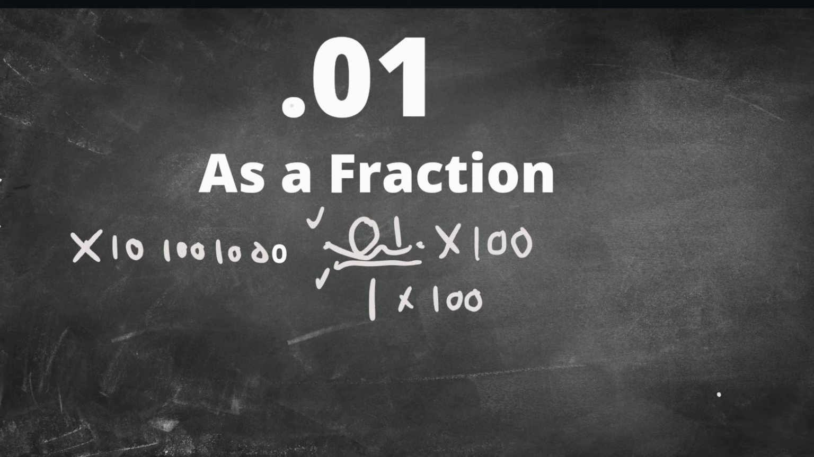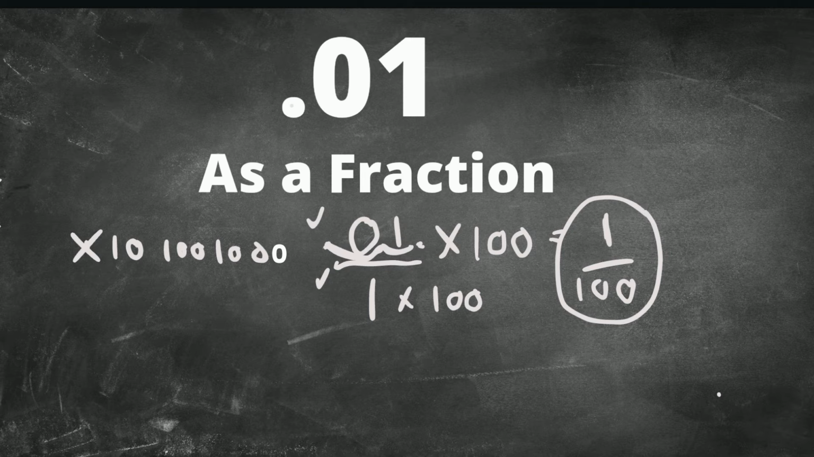When we do that, this decimal, 0.01 times 100 equals 1, because remember, we're moving the decimal 2 places to the right. And then 1 times 100 is 100. At this point, we cannot simplify any further because 1 is not divisible by anything other than itself.